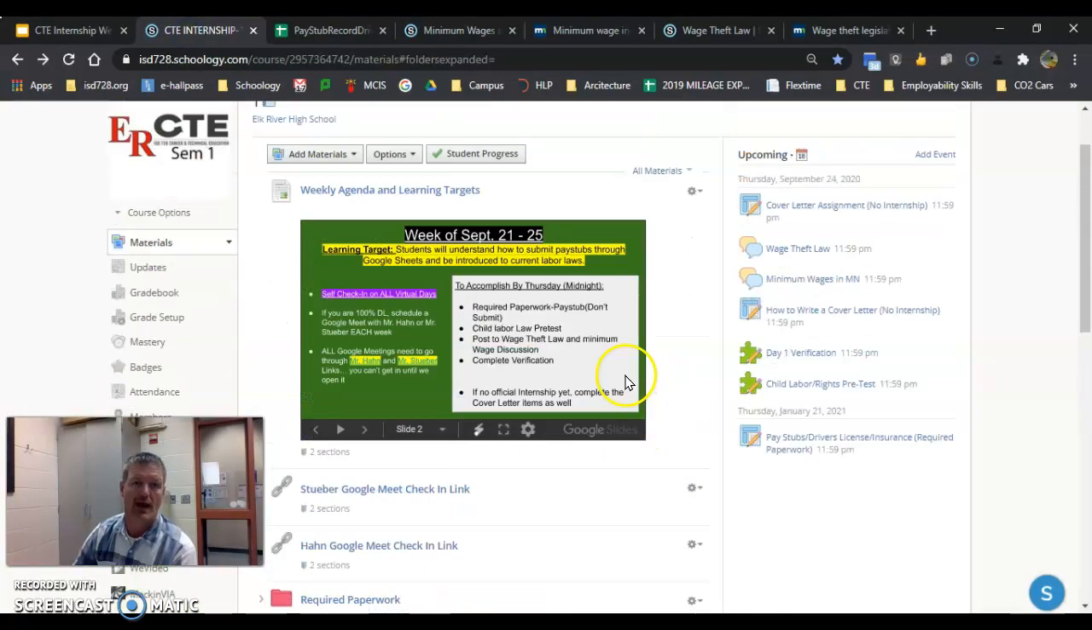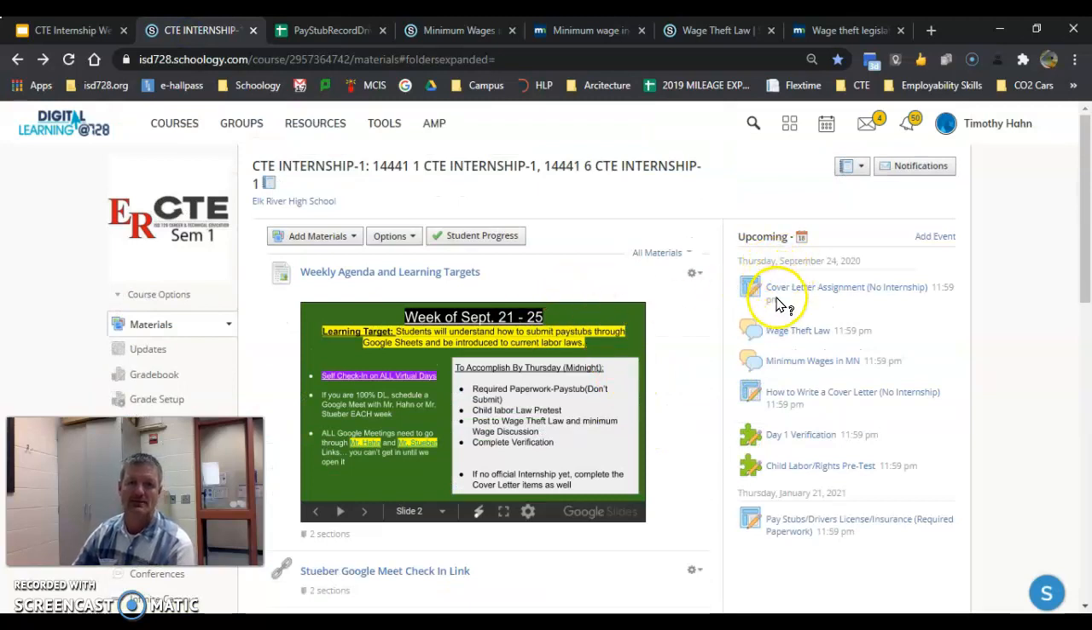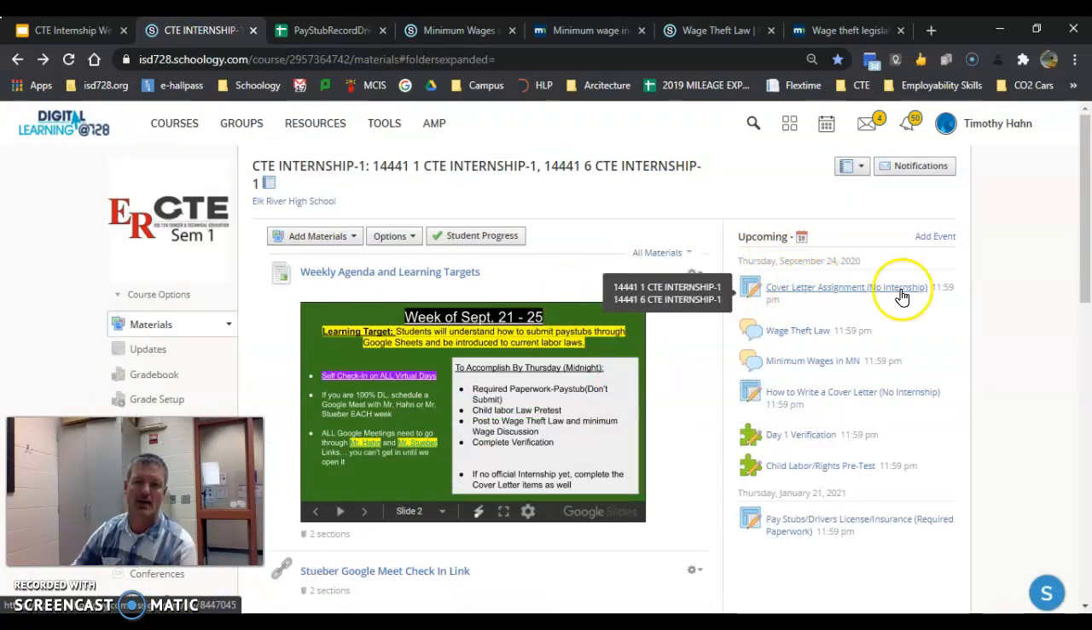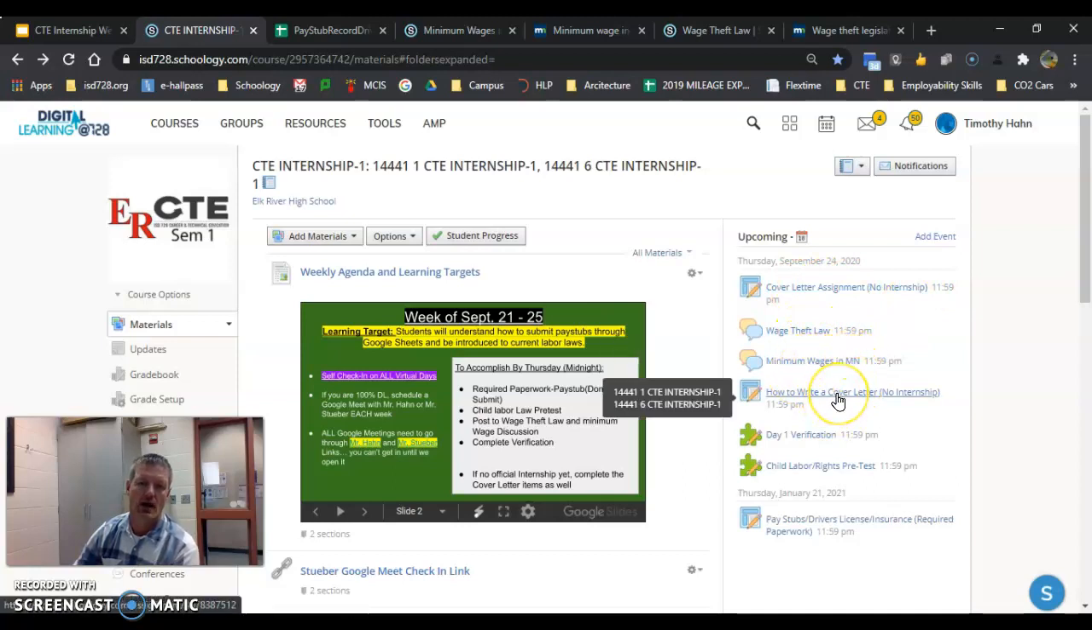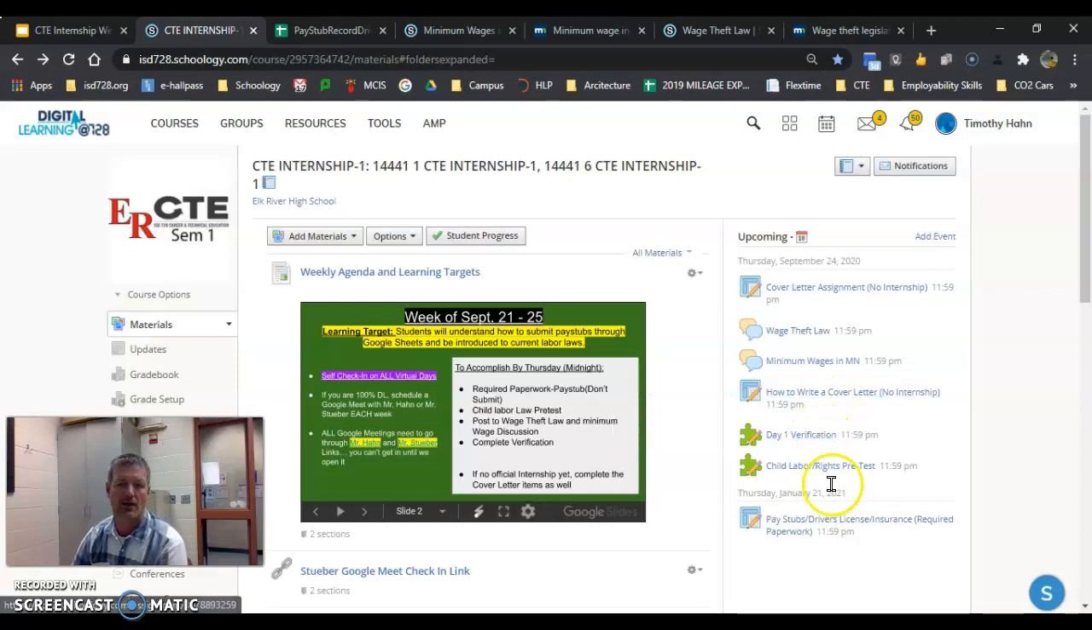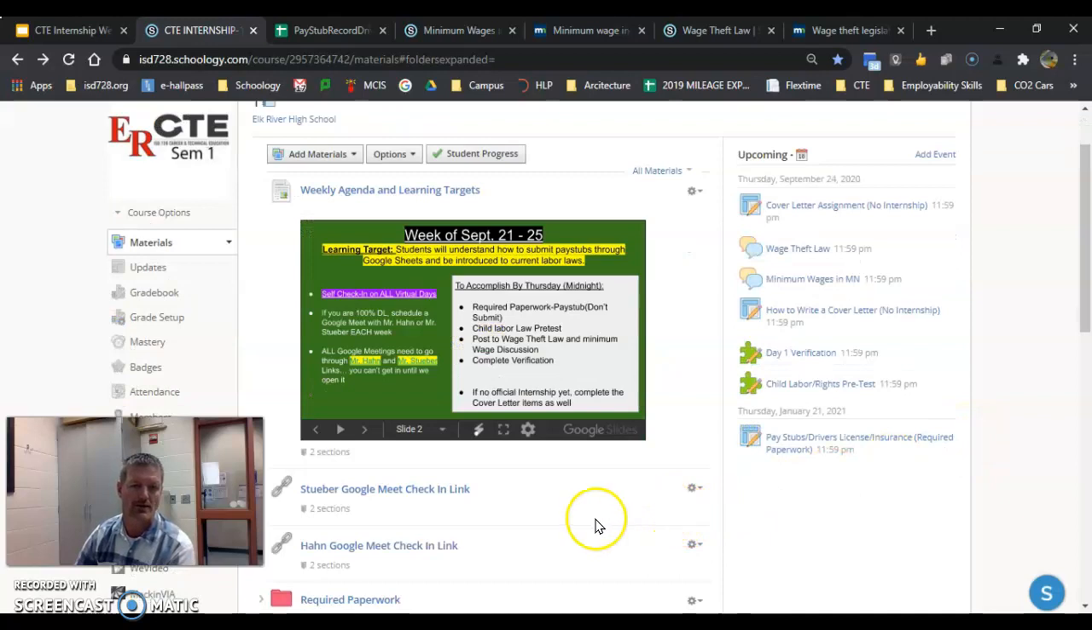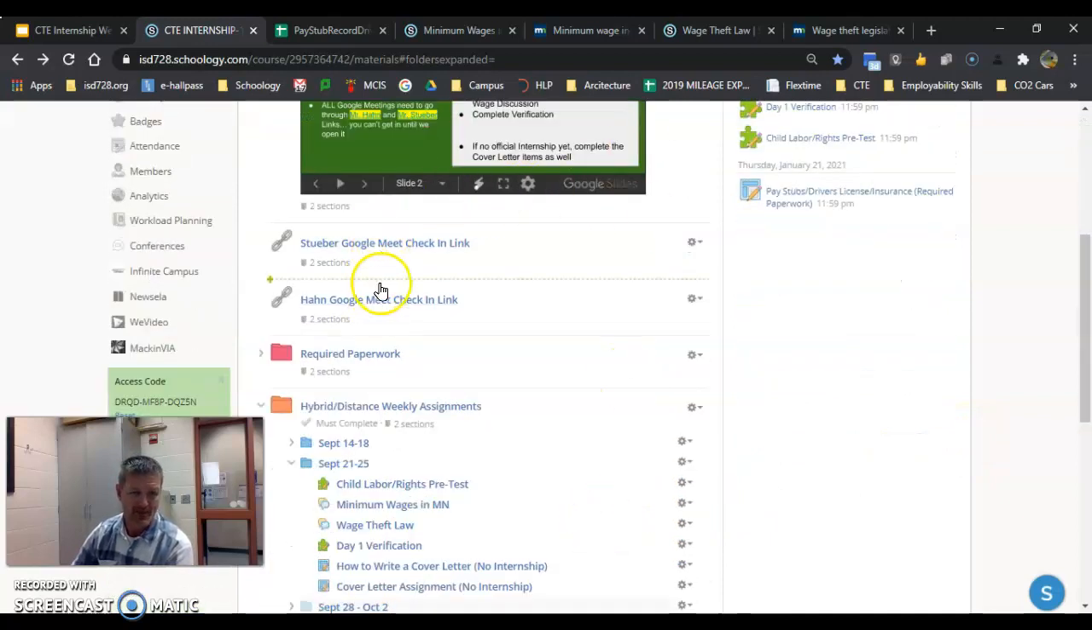Covering that information here in the class, you can see on the right-hand side it says upcoming: cover letter assignment, wage theft law, minimum wage, how to write a cover letter for those of you that don't have that, day one verification, and child labor rights pre-test. There are our links for our check-ins again.